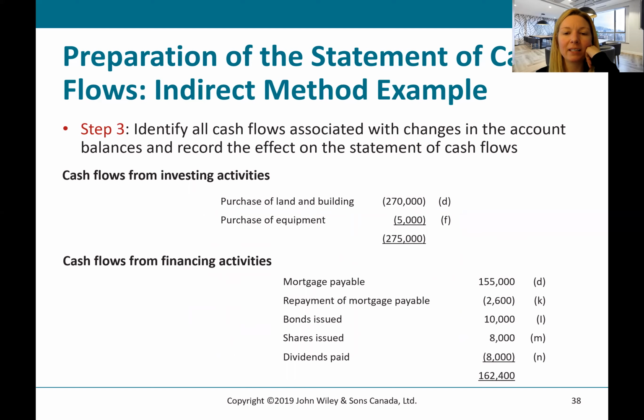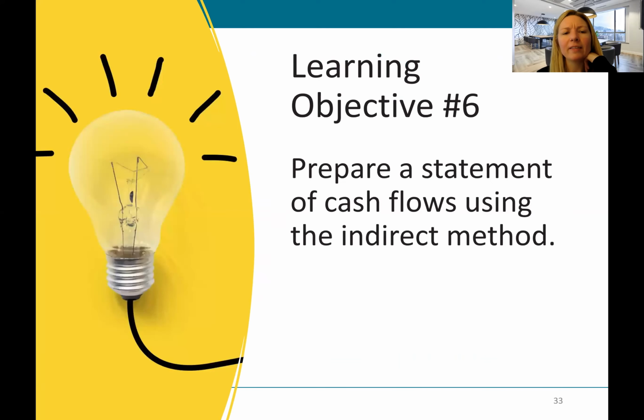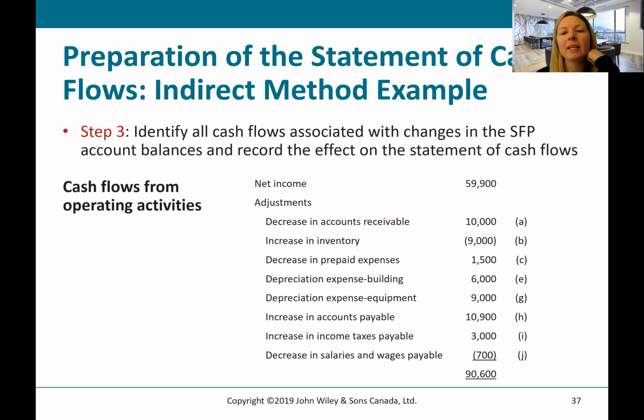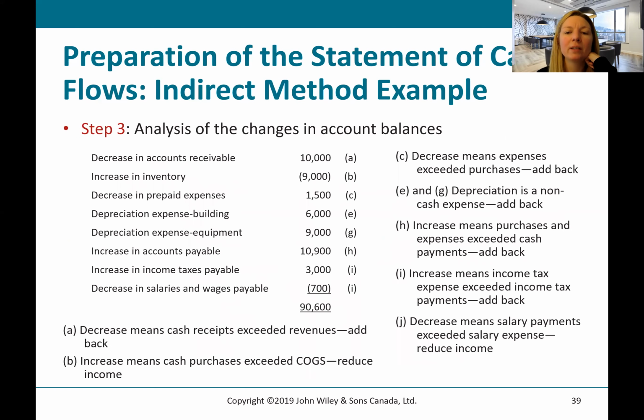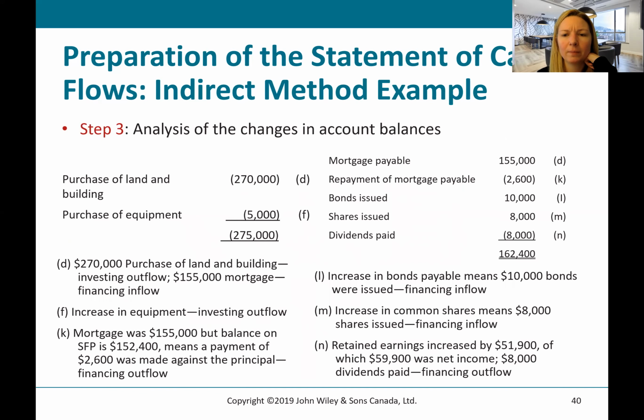And then dividends paid. How did we get the dividends paid number? Well, you can see that our common shares went up by 8,000 and our retained earnings went up by 51,900. I think in the beginning of the question as well, we were told, let me just see here. Okay, so dividends paid, we need to reconcile through retained earnings. So let's find that in our working notes here. Where are we here? Dividends paid. So retained earnings increased by 51,900, of which 59,900 was net income.